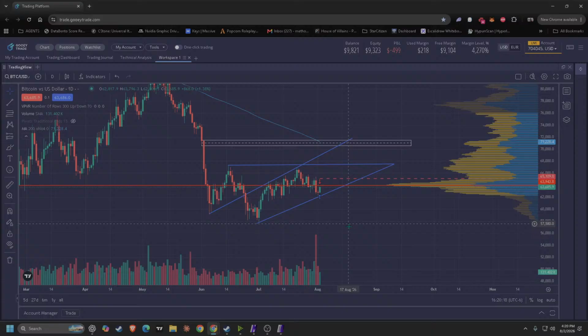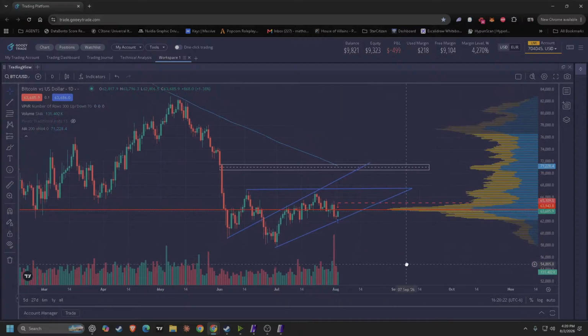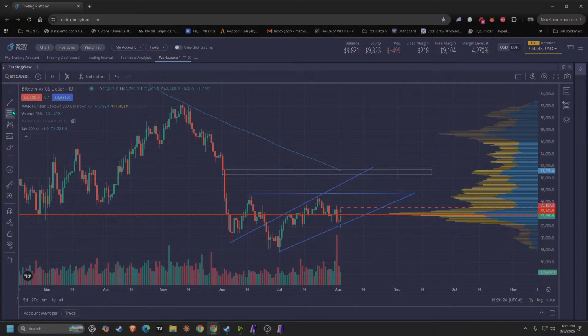So there's lots of possibilities here. All right, then you got on the higher time frame, which is the 200 moving average is right in line with the deep.